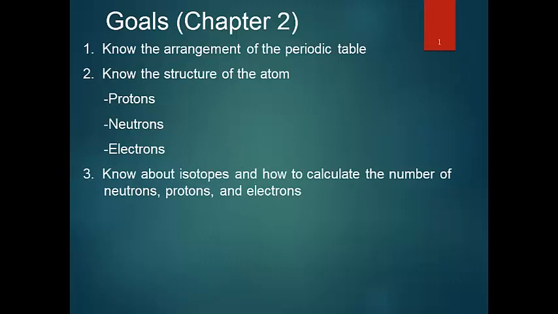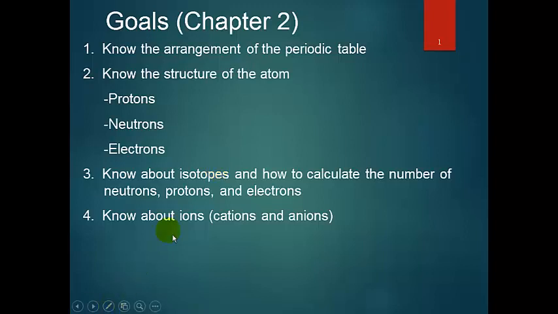The third point is this concept of isotopes. What are isotopes? And be able to, given an atom, determine how many protons, neutrons, and electrons it has. Point number 4 is ions. Cations are positive in charge, and anions are negative in charge. So an ion is simply a charged particle. We'll talk a little bit about ions and their relationship to the periodic table.